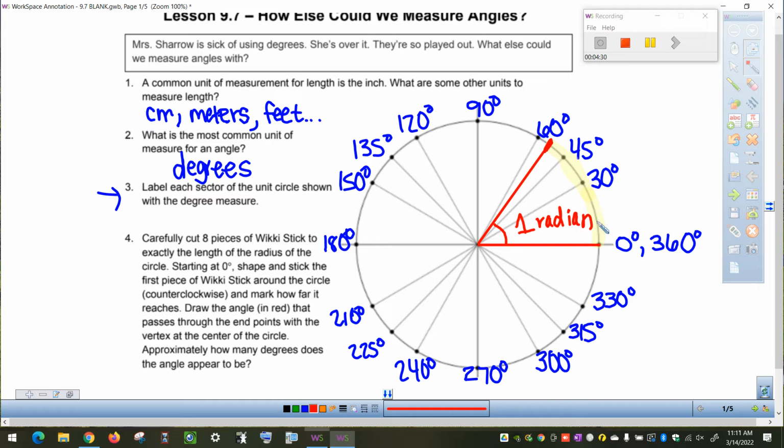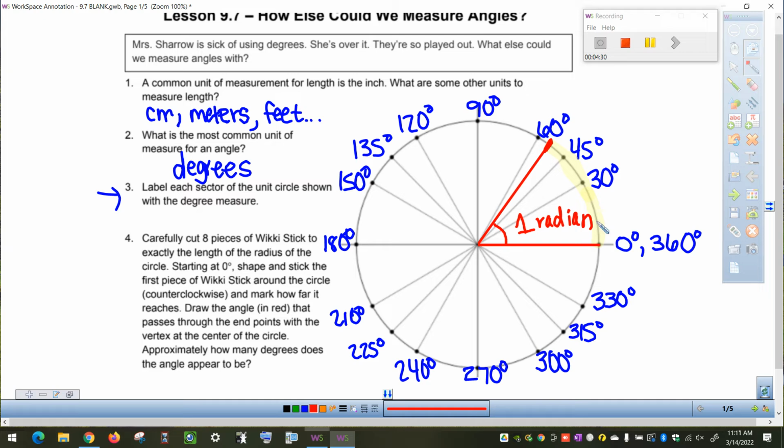What we're interested in now moving forward is seeing how many radians there are one full time around the circle. It's like with degrees, where we have 360 degrees in a circle. We're going to see how many radians there are. So we're going to continue this process.